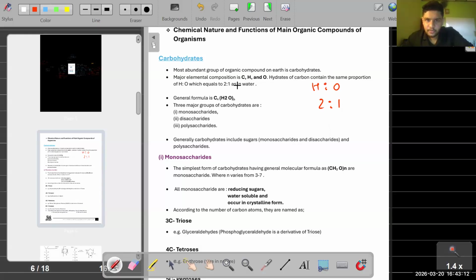right? Which is equal to 2 to 1 as in water. As in water means, in water, what is the ratio of H to O? If this is water, how many hydrogens are present? Two. How many oxygens are present? One. So similar to water, here it will be 2 to 1.